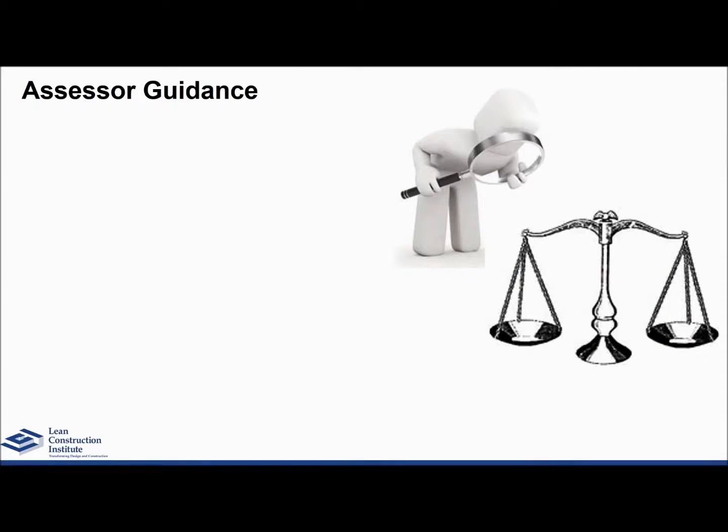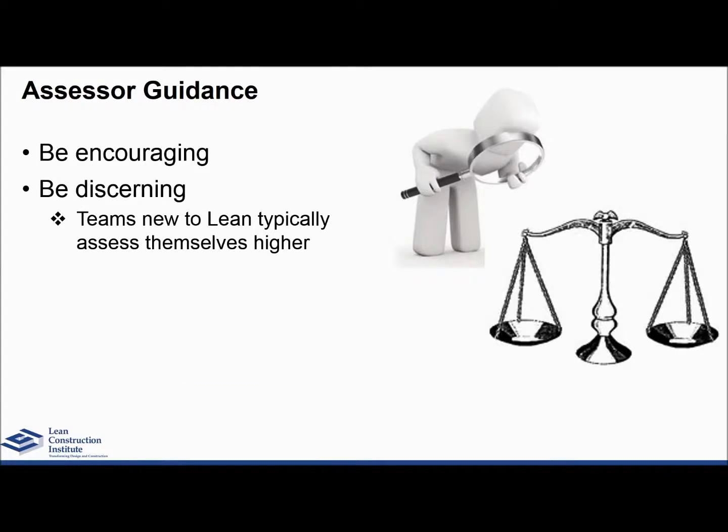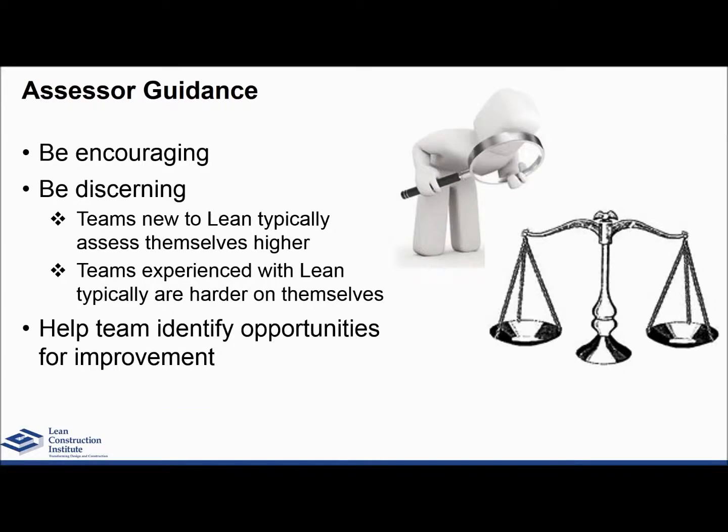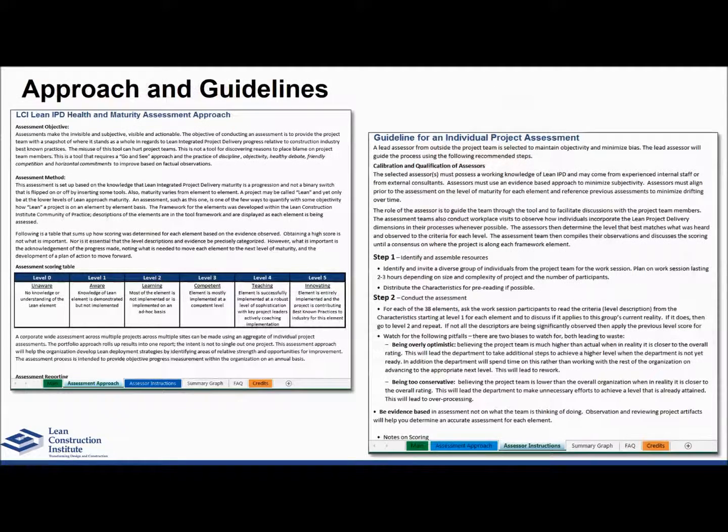The guidance for assessors is to first of all be encouraging to the team for taking the time and effort to take the assessment. When assessing, be cognizant that some teams that are new to Lean will typically score themselves higher than they actually are. And also, teams that are experienced will tend to score themselves lower. Then help the team to identify where to improve. More guidance can be found on the Assessor's Approach tab and the Assessor's Instructions tab in the tool.